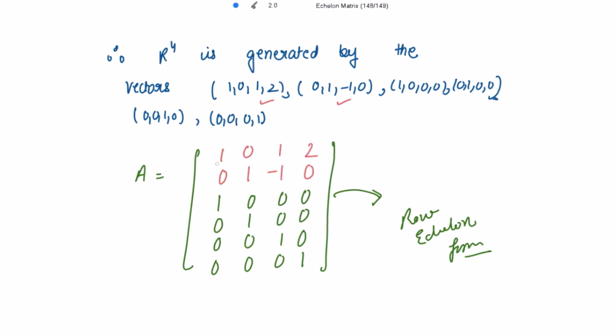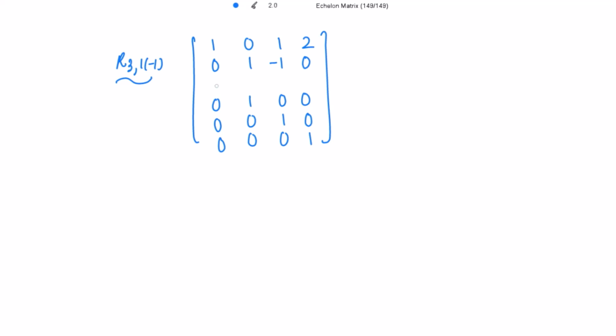Okay. I'm having 1 over here as the leading entry for the first row. To make this your leading element, I need to make this element 0. For that, just multiply row 1 with -1 and add its elements to the third row. So the third row is changed into 0, 0, -1, -2. So here all the elements below the leading entry are 0. So this is your leading element for the first row.